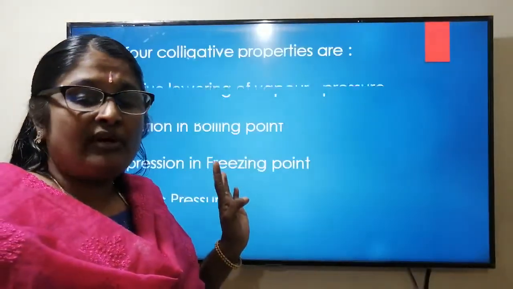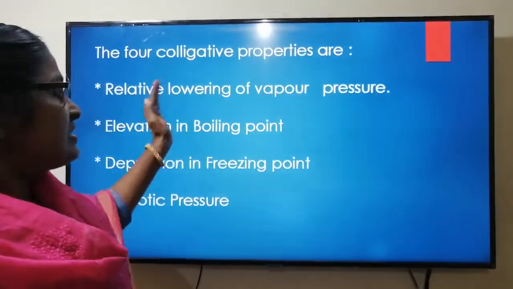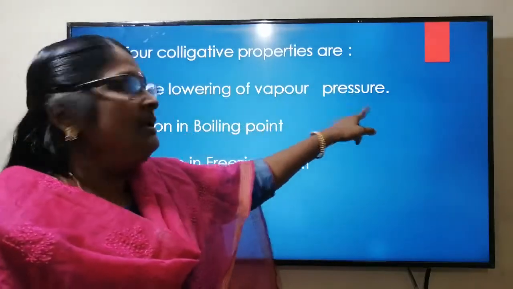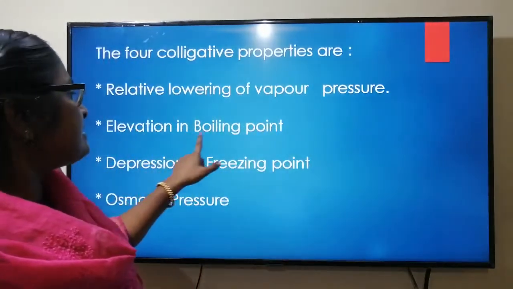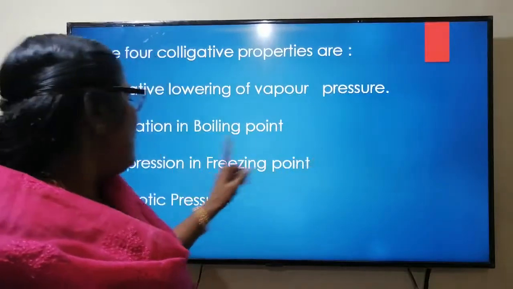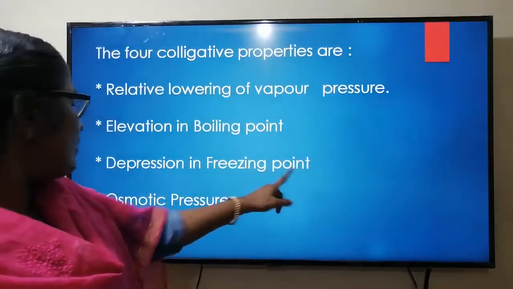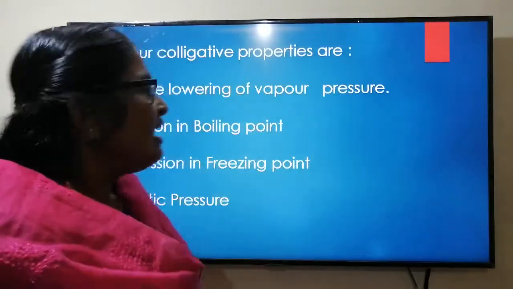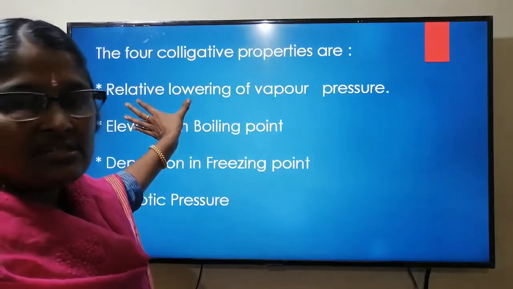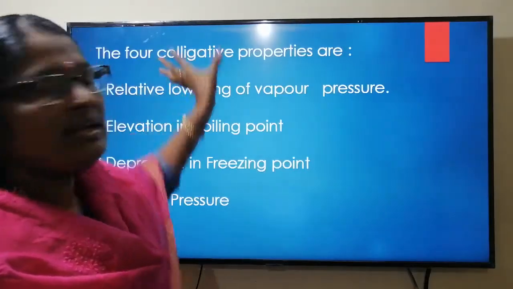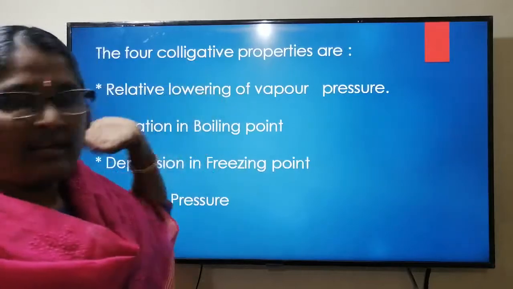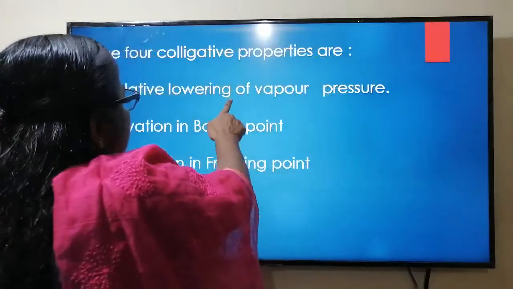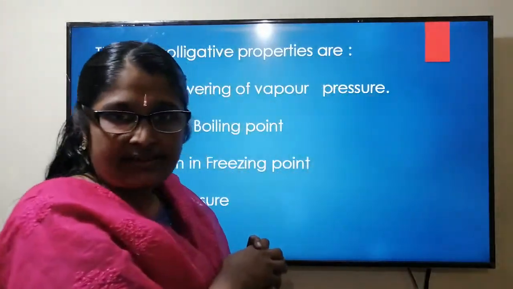The four colligative properties are: first, the one we have just discussed, the relative lowering of vapor pressure, which we will discuss in detail. The second is elevation in boiling point. The third is depression in freezing point, and the fourth is osmotic pressure. These terms are very relevant, because only when we use the term relative lowering does it become a colligative property. Vapor pressure alone has no connection with colligative properties.